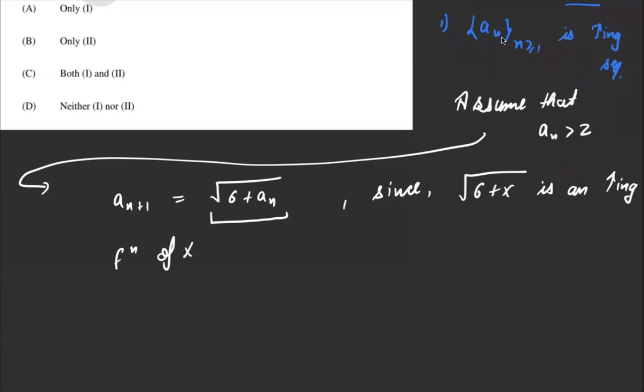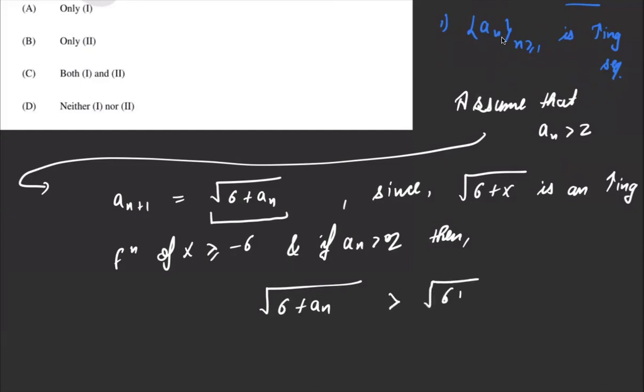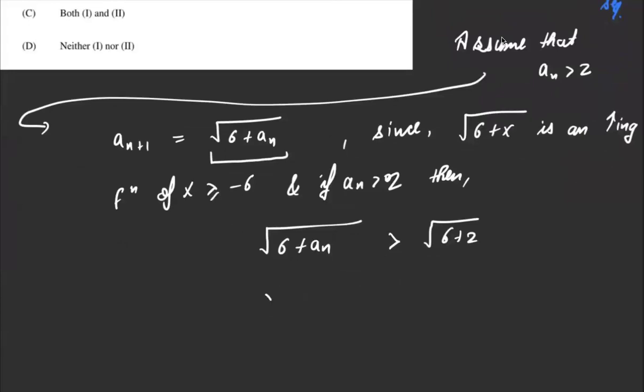For x greater than or equal to minus 6, and if an is greater than 2, not 0 but 2, then this is going to happen. Under this condition, we can simply say that the square root of 6 plus an is greater than the square root of 6 plus 2. So 6 plus an under the root is greater than the square root of 8, and that is greater than 2.